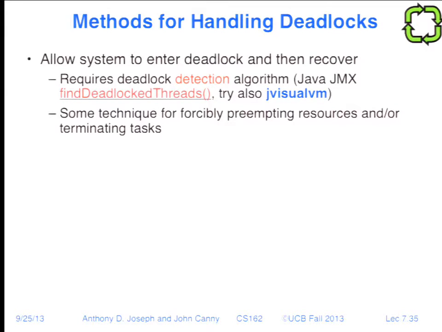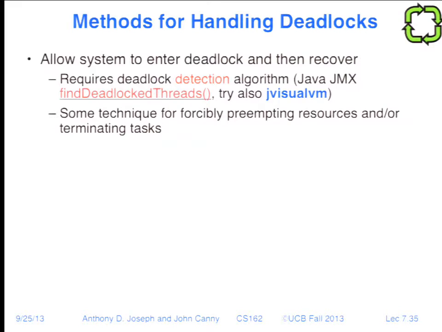So there are several methods for handling deadlock. A simple method is just let it happen and try to recover. That assumes that you have a way of detecting deadlock, and once threads become locked, that's usually straightforward. Finding a cycle of circular waits is fairly easy. There's a Java call that you can use within a program.